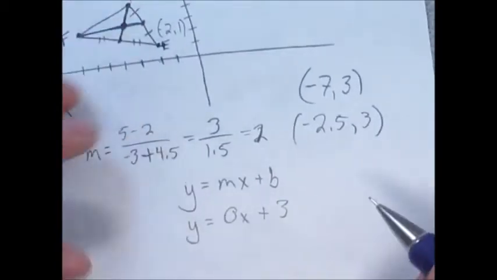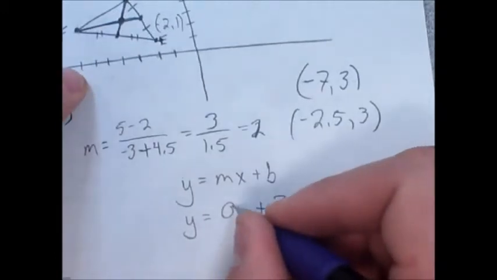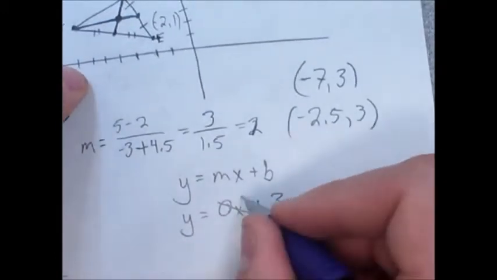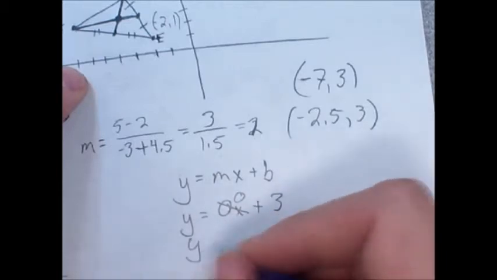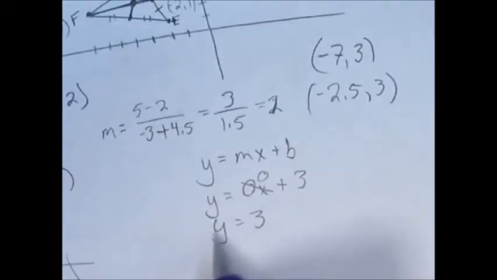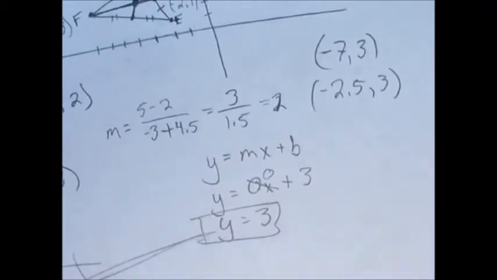0 times x is what? 0. What's 0 plus 3? 3. So y equals 3. So here are my two equations. I'm going to need these. Take it in your calculator.